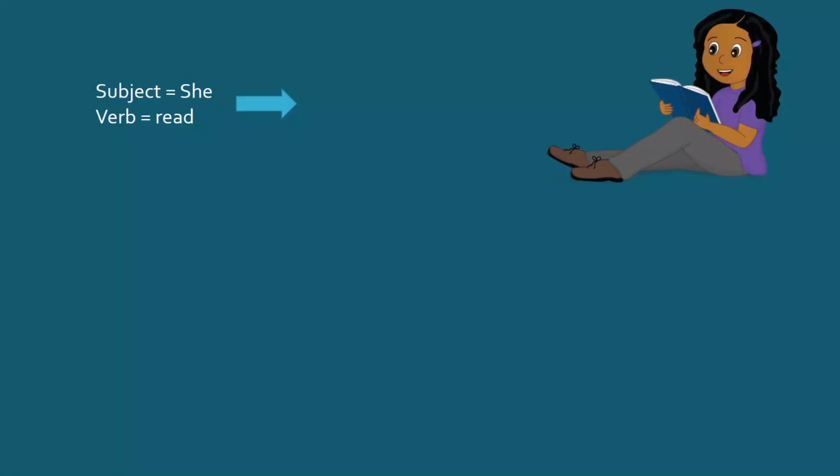Let's go. The subject is she and the verb is read. So I said for he, she, it, and singular names, we add s. So the answer is she reads.